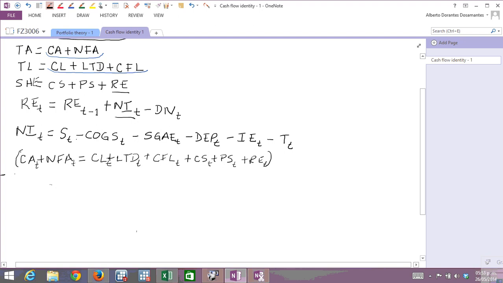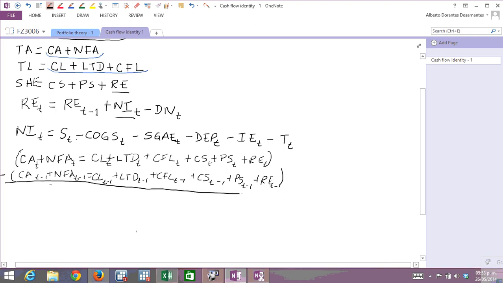And what happens if I subtract the same values but of the previous year? Plus net fixed asset of the previous year is equal to current liability of the previous year plus long-term debt of the previous year plus current financial liability of the previous year plus common stock of the previous year plus preferred stock of the previous year plus retained earnings of the previous year. Okay, this is an identity also, but if I subtract them, what will happen? This identity is going to be true also.